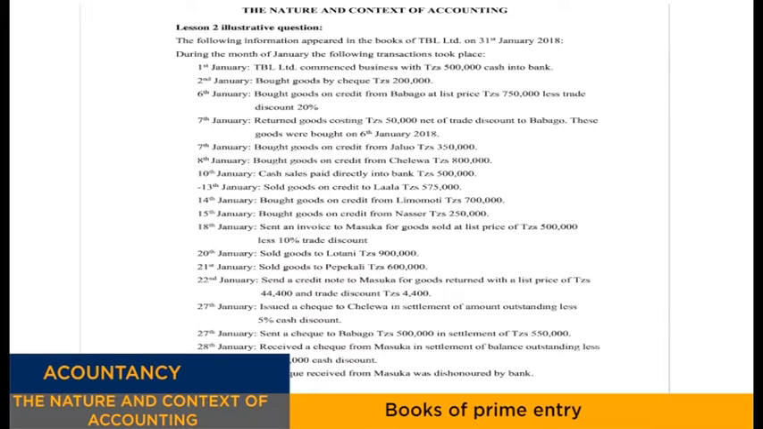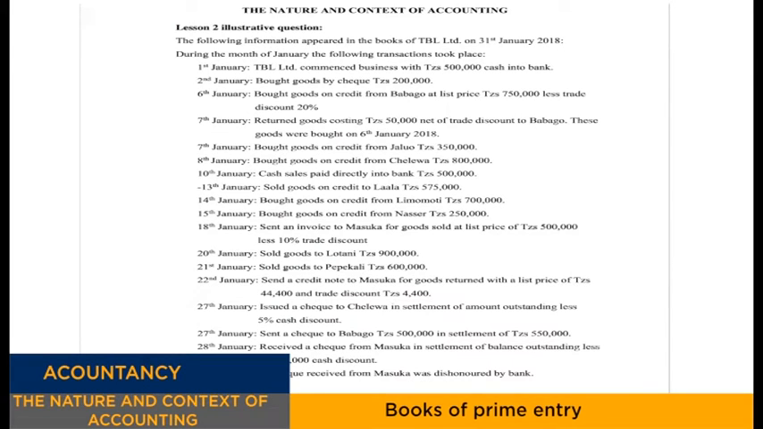On 15th January, bought goods on credit from NASA, Tanzania shillings 250,000. On 18th January, sent an invoice to Masuka for goods sold at a list price of Tanzania shillings 500,000, less 10% trade discount. On 20th January, sold goods to Lotani, Tanzania shillings 900,000. On 21st January, sold goods to Pepekale, Tanzania shillings 600,000. On 22nd January, sent a credit note to Masuka for goods returned with a list price of Tanzania shillings 44,400 and a trade discount of 4,400.